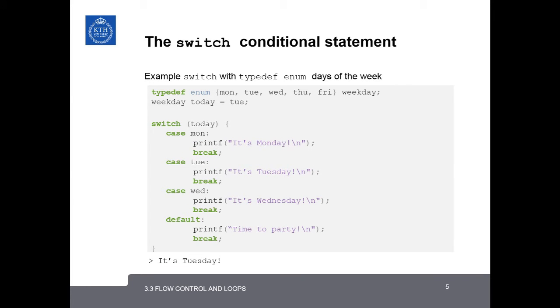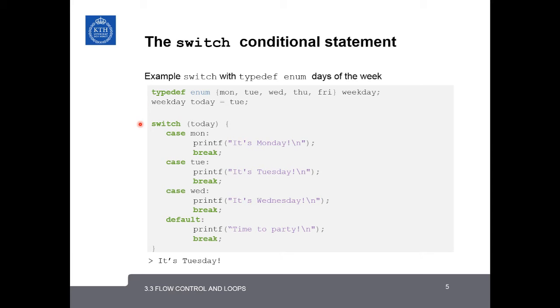Next, we'll look at an example of the switch conditional statement. Here we have an example where we use switch with a typedef enumeration for the days of the week. Here you can see the typedef enumeration with Monday, Tuesday, Wednesday, Thursday, and Friday as weekdays. And here we can see we initialize today as a weekday type as true.